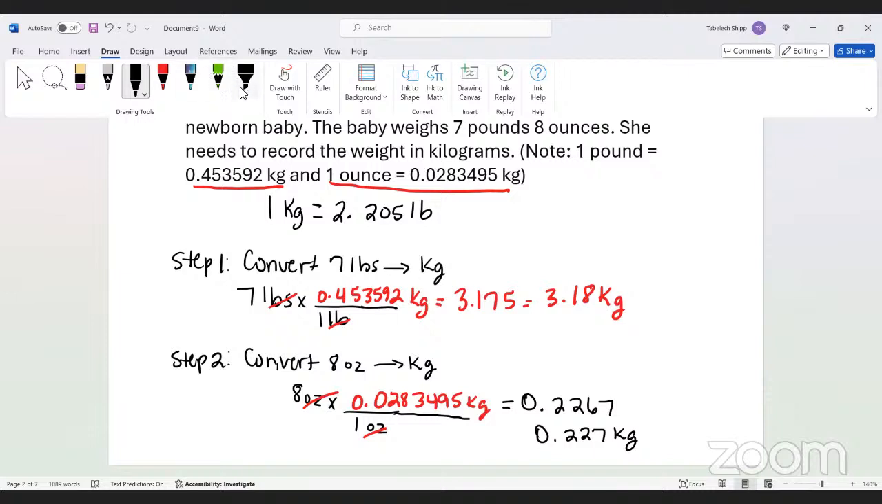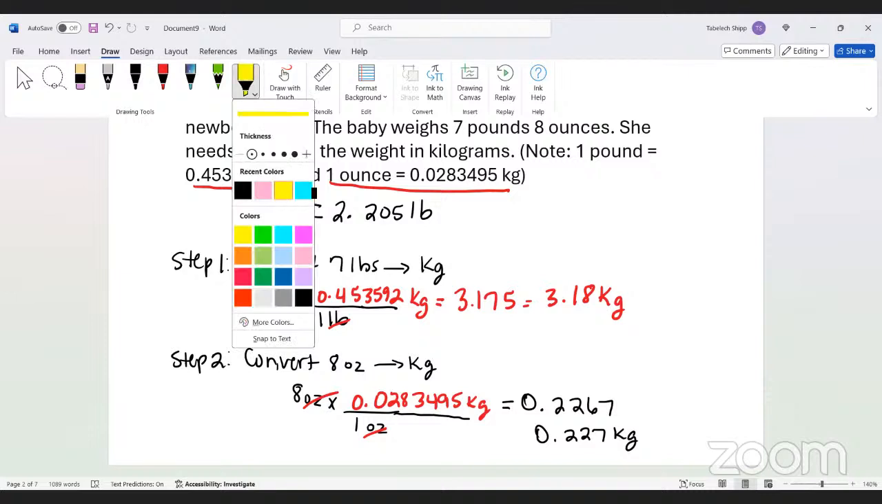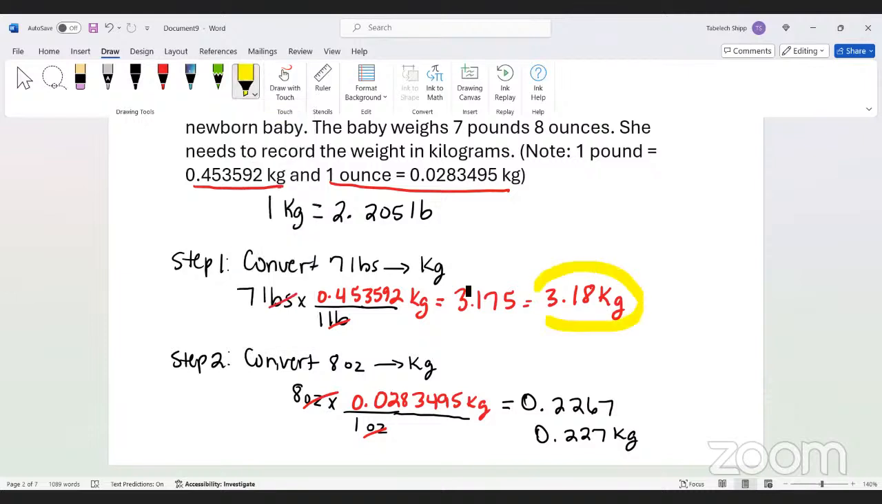So what are you going to do? You've got to add these two numbers here that you just solved for. So in this first example, we converted the pounds to kilograms. And in the latter part of that weight, the 8 ounces, we converted to kilograms as well. What you're going to have to do is add those two together, okay? So we're going to add those two together, and you're going to say 3.18 plus 0.227 gives you, and this is where those significant digits come into play, 3.407. But is that the correct answer using the correct number of significant digits?